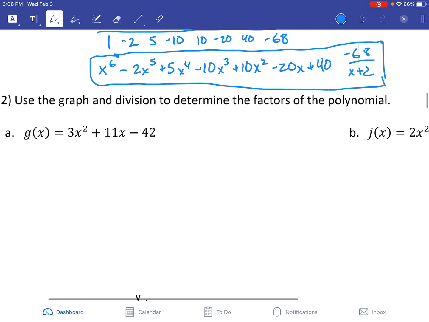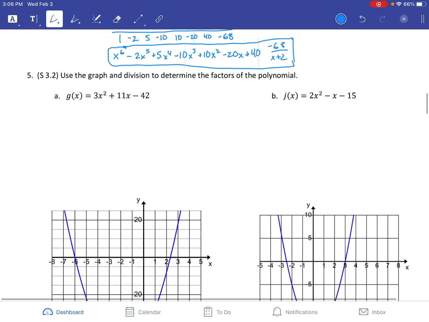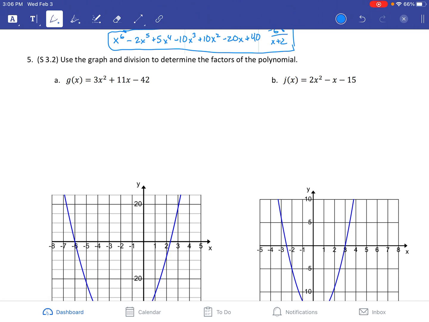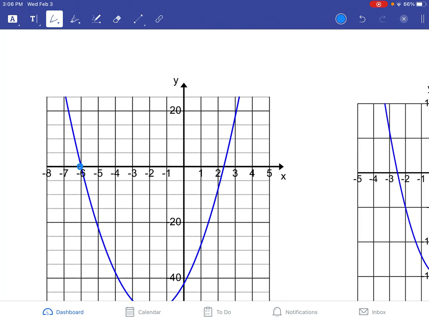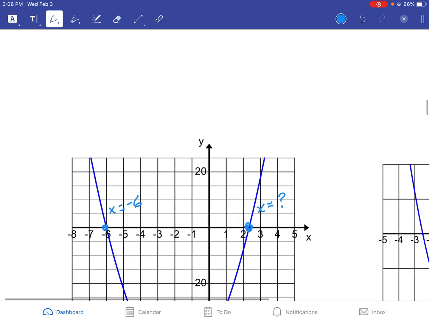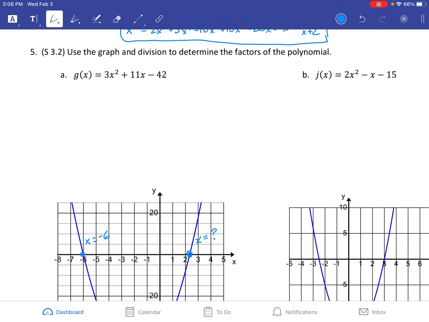Okay. So in this one, you're going to use the graph to help us find out one of the factors and then use that to divide the function we're given, to figure out the other factors. So if we look at our graph, we're given this point and this point. Well, the first point we found is x equals negative 6. The other point is x equals, I have no idea. So we're going to use negative 6 with our function up here and use it to divide to find the other factor. So we have 3, 11, negative 42.